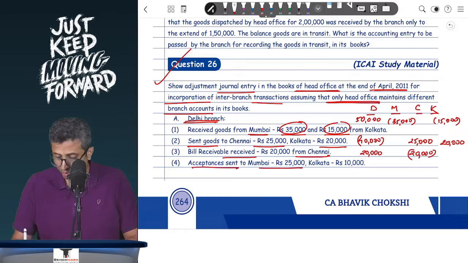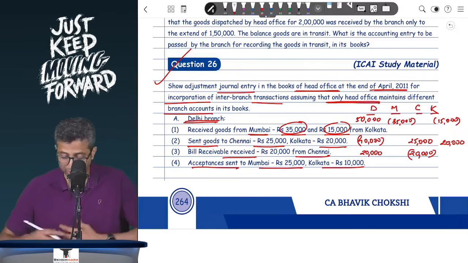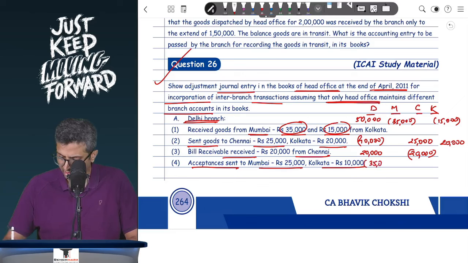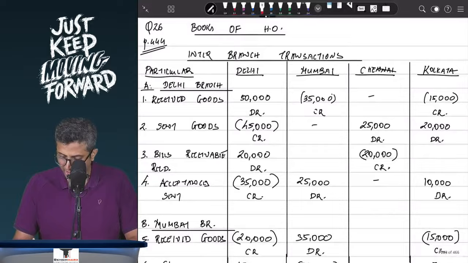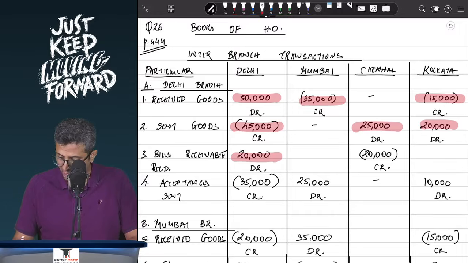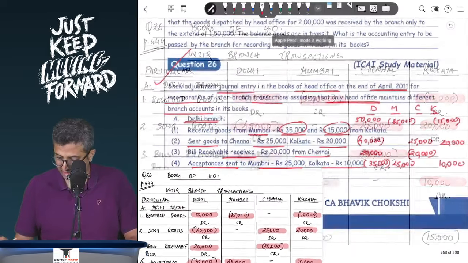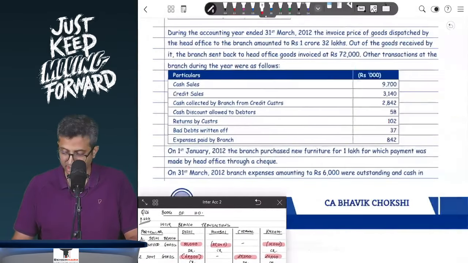Acceptance is sent to Mumbai and to Calcutta. So I'm saying that I'm going to pay off. So to Mumbai I'm going to pay off, to Calcutta I'm going to pay off. So something account debit to bank or to bills payable. This is 25 and 10. I think 35. So to Mumbai 25,000 and Calcutta 10,000. If I can crack this, everything else will flow through. So as you can see, it is the same thing. 50 minus 35 minus 15, 45, 25 and 20, 20 and 20, 35 negative, 25 and 10 positive. Exactly the same thing as we have discussed.